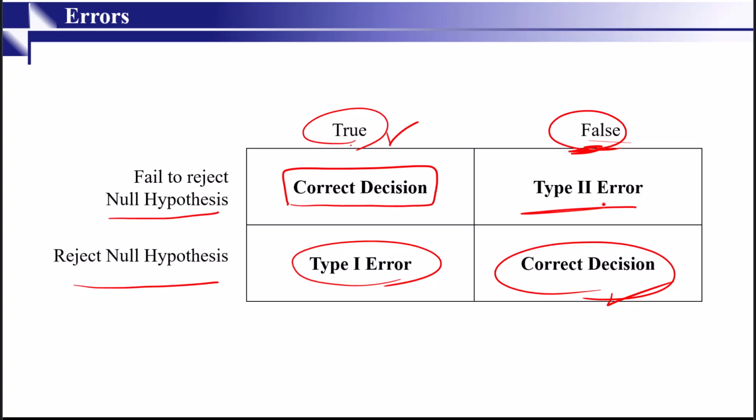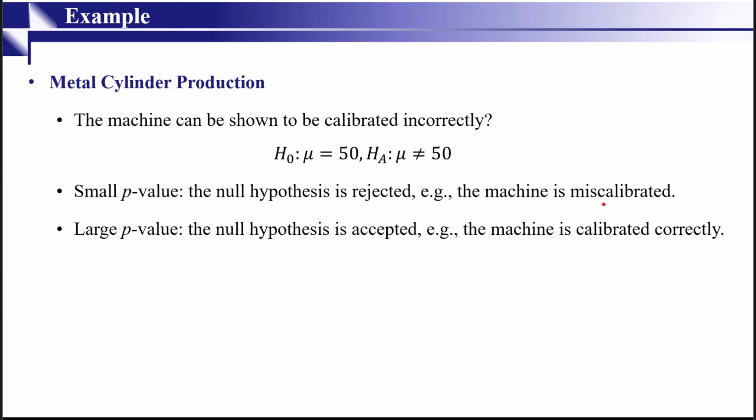Next, let's apply this to our cylinder example. Again, for the example of metal cylinder production, we want to see whether the machine can be shown to be calibrated correctly. So in this case, it is appropriate to take the hypotheses as H0: mu is equal to 50, and the alternative: mu is not equal to 50. This mu not equal to 50 corresponds to a miscalibration. Then we go for p-values, right? If we get a small p-value, the null hypothesis is rejected. It means the machine is miscalibrated, right? The null hypothesis says the machine is correctly calibrated, right? But when we get small p-values, we reject the null hypothesis and it means the machine is not properly calibrated.